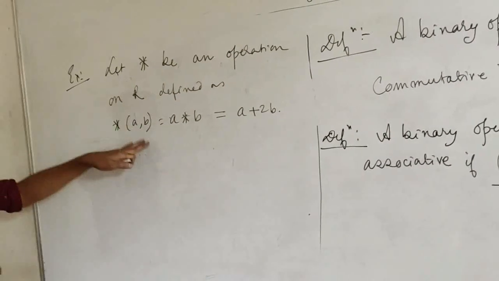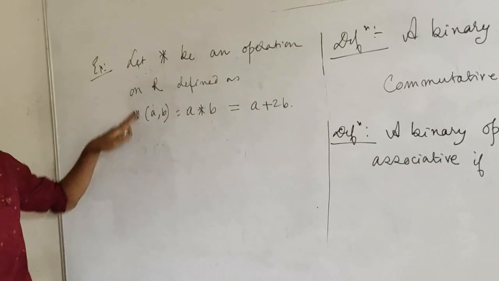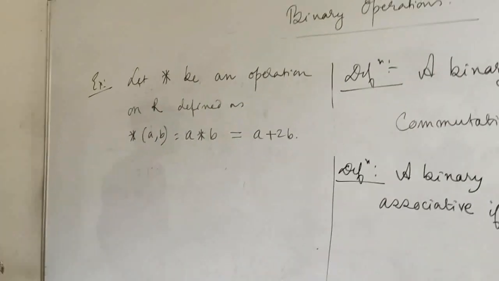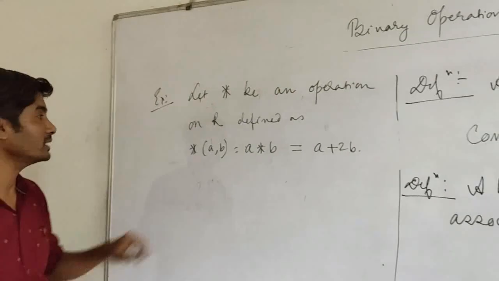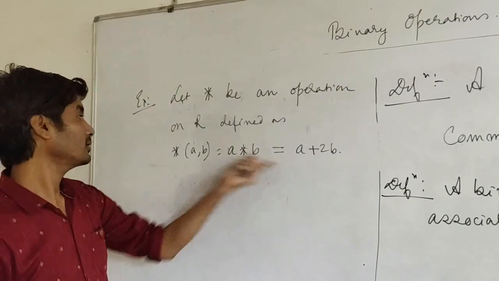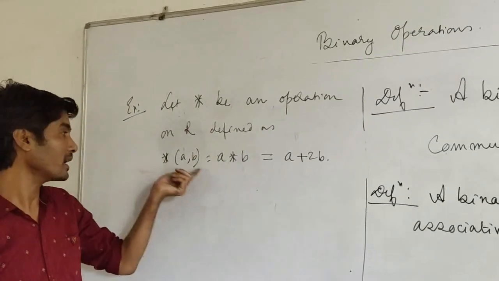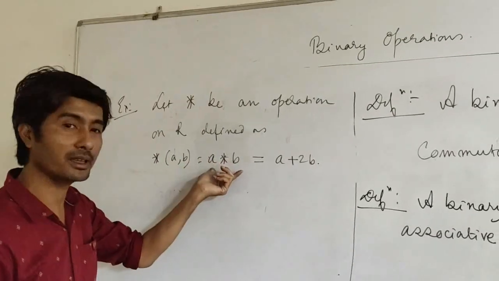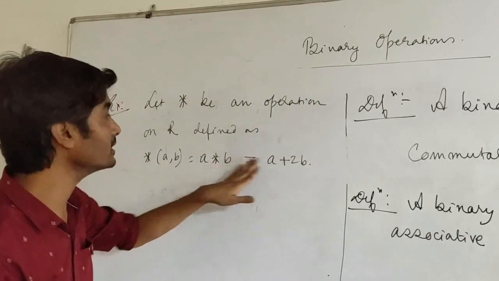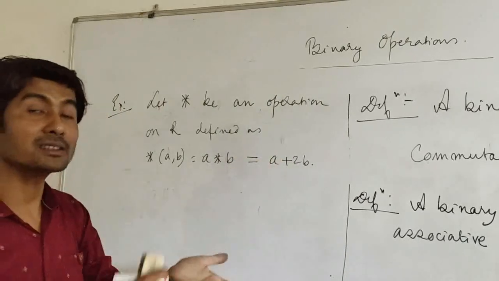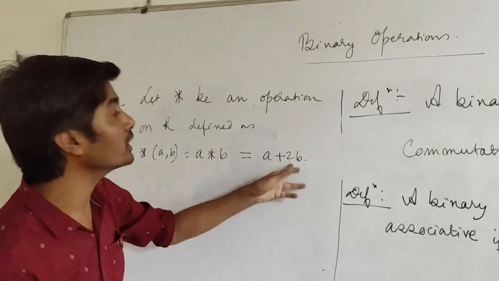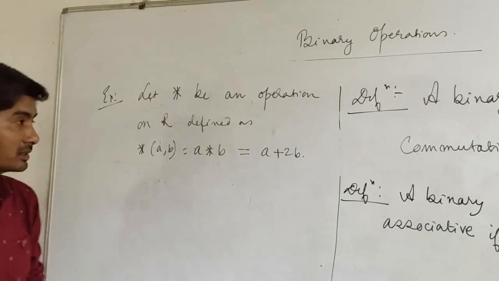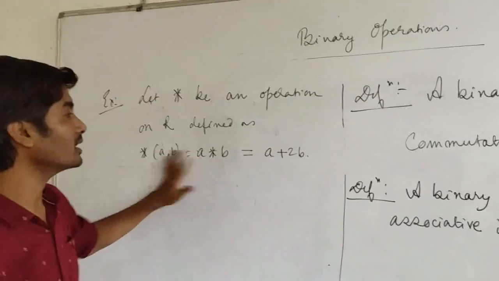So we have taken an operation star on the set R of real numbers, and we have defined star in this way. From R cross R, if I take a pair A comma B, then this will have image A star B. And how do we define this star? That is a combination of plus and multiplication: A plus 2 into B. So this is how we have defined star.